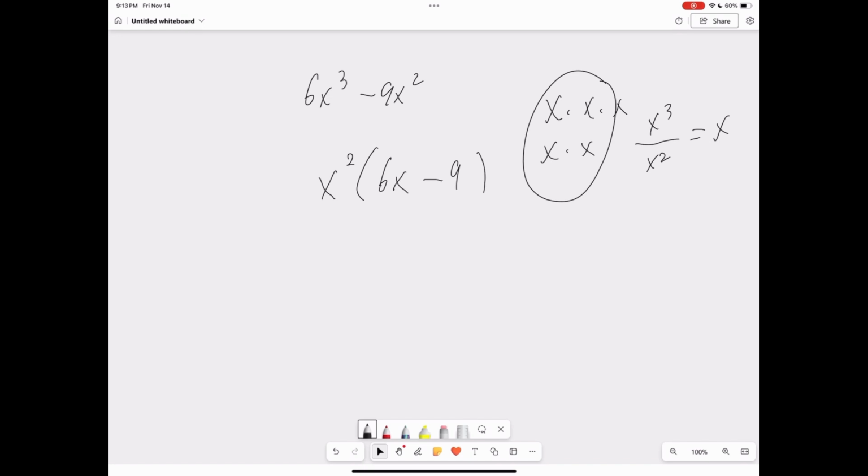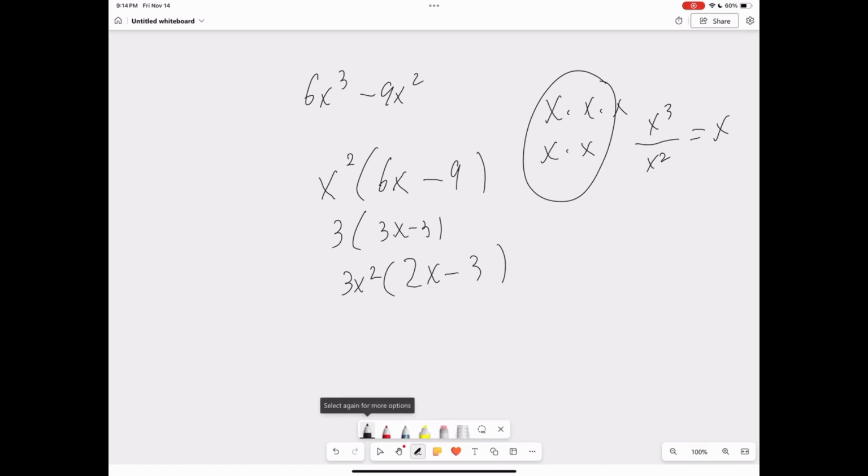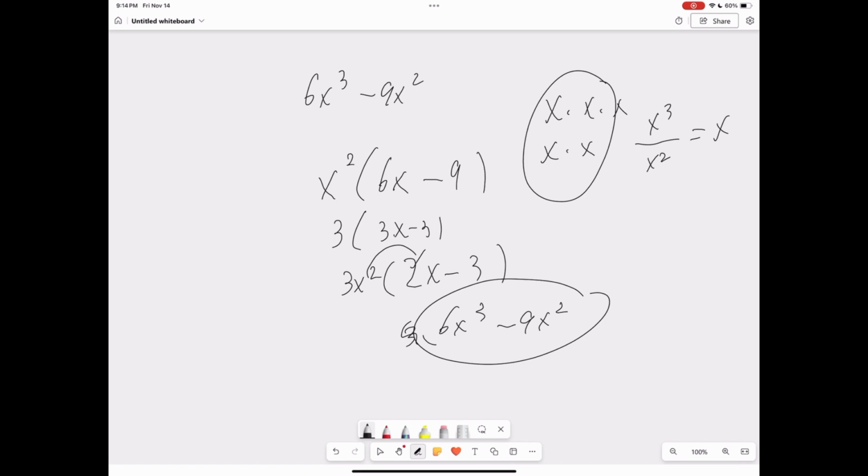So if we take out a 3 from here, it becomes 3x minus 3. So then if we combine everything here, we get 3x squared, 3x, 6 divided by 3 is 2. Oops, sorry, I made a mistake, 6 divided by 3 is not 3. It's 2. 2x minus 3. So this is it. And we can prove this again. If we FOIL out, we get 6x cubed minus 9x squared. We're going to keep doing more problems.